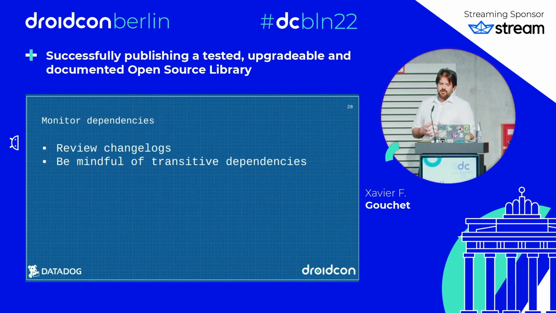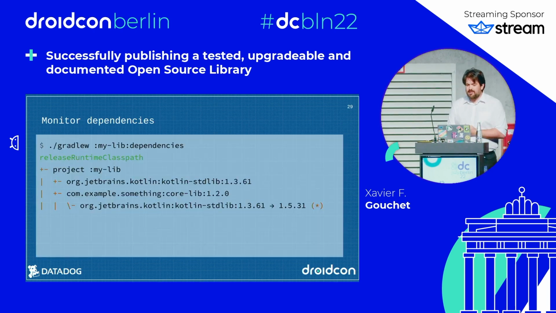You also want to monitor the dependencies. Chances are when you're writing a library, you're not just writing the library on its own. You're going to have some dependencies, maybe to OkHttp, to the Android system, to a JSON serializer or deserializer, to some other systems. So whatever you have, you want to upgrade the dependencies of your libraries, review the change logs of the dependencies, and be mindful of transitive dependencies.